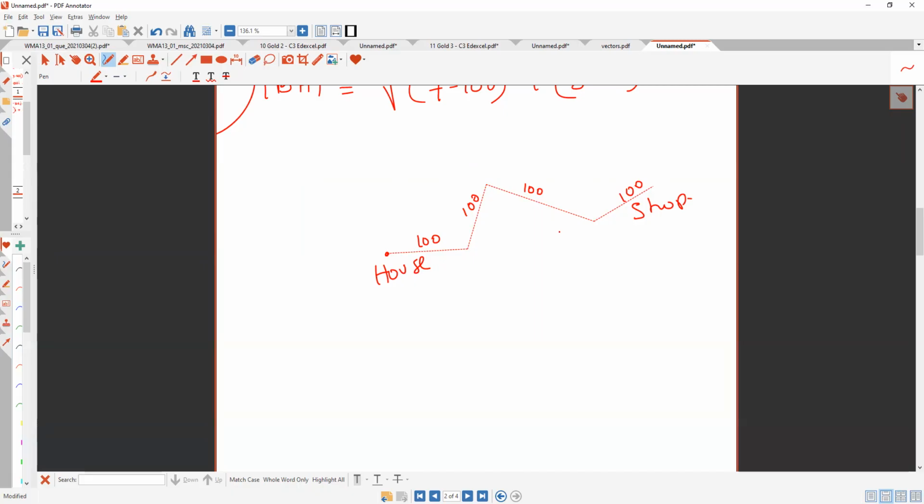In distance, you do not take direction into consideration. Then comes displacement. In displacement, you take direction into consideration. Displacement is the shortest length between both the points. Displacement can be positive and negative, but distance can never be negative. We always take distance as positive.